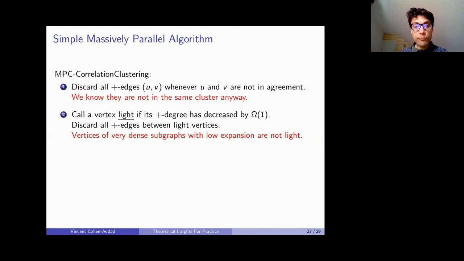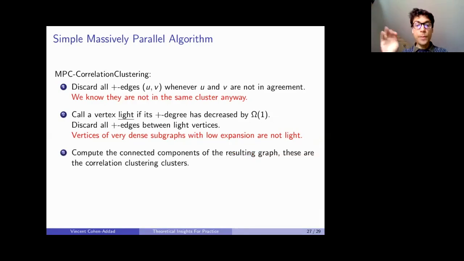So all the vertices that have lost most of their plus degree at the previous round, we call them light, and we discard plus edges between light vertices. Now we are left with a graph where we removed plus edges in the two previous steps, and it's a very simple algorithm. You just compute the connected components of the resulting graph. These are the correlation clustering clusters.